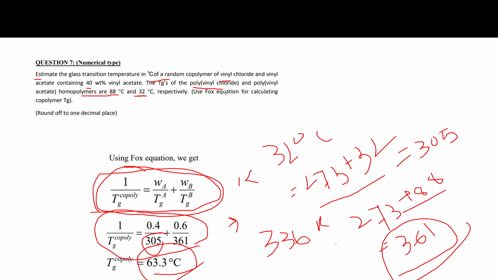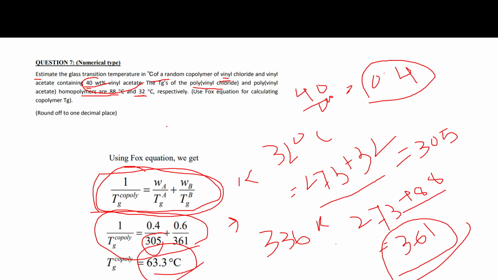Now here, for the copolymer of vinyl chloride and vinyl acetate, they tell us that it contains 48% of vinyl acetate. So 48% means 48 divided by 100, so it will become 0.48. So that is your vinyl acetate in the polymer, because it tells 48% of vinyl acetate.